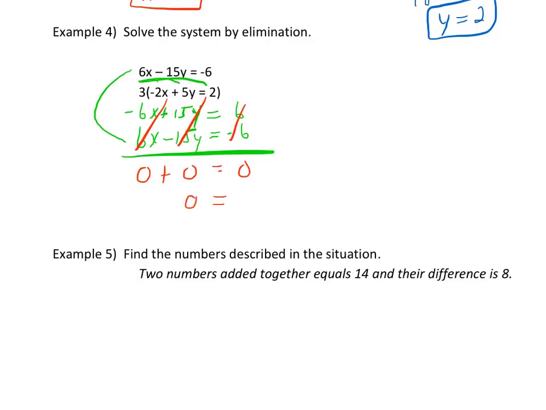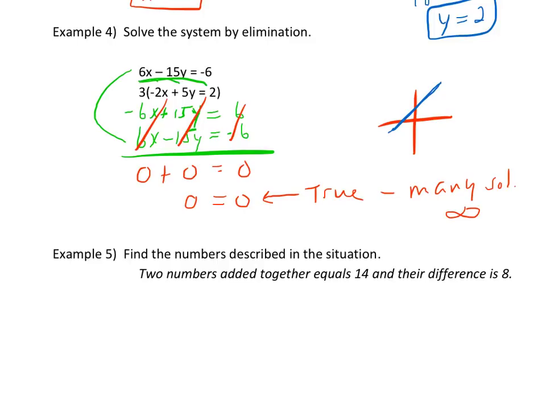Now when I add these two together, I get 0 plus 0 equals 0. In other words, 0 equals 0. Now when we have this kind of situation, which means no variables are left, we have to ask ourselves, is this a true statement or a false statement? And this is a true statement. And if it's a true statement, then we would say that you have many solutions. In other words, infinite. And this is what happens when you have two lines that are graphed and they are the same line.